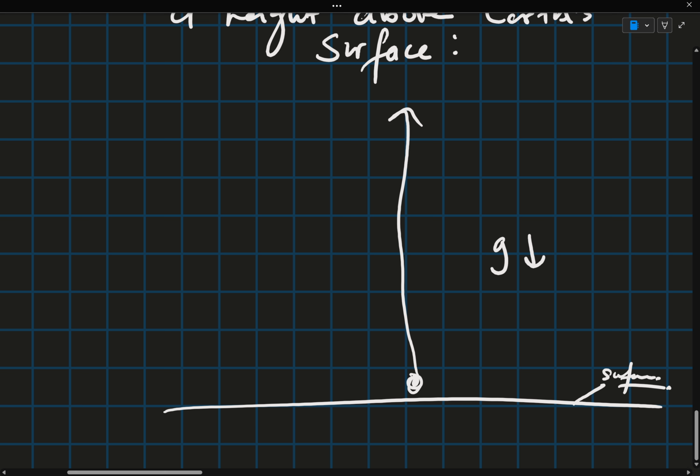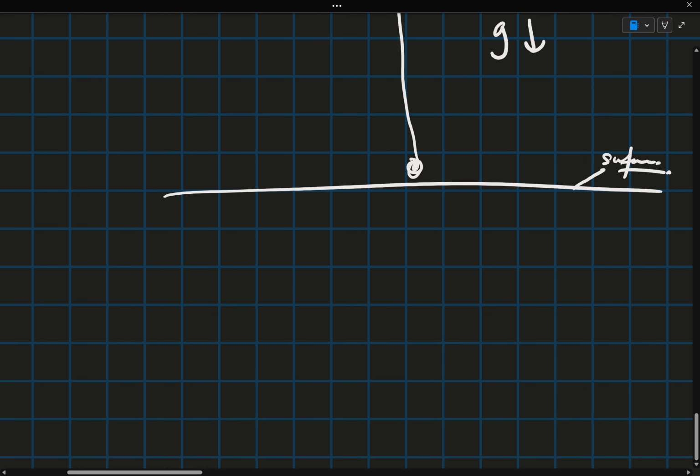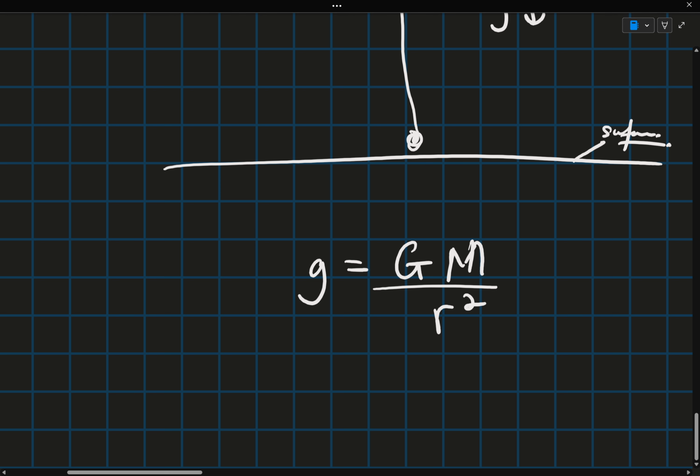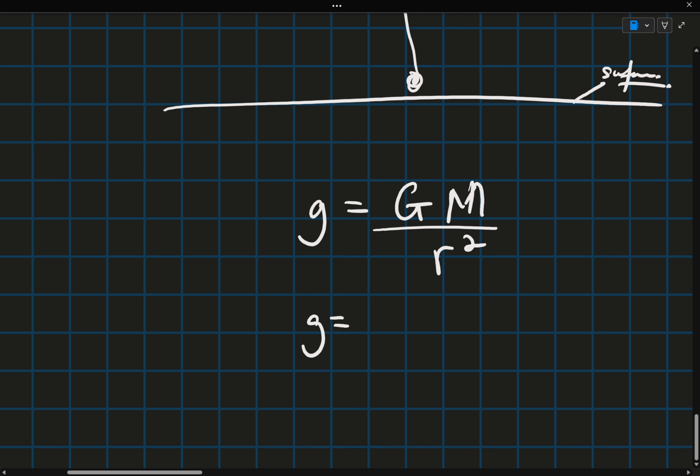So the gravitational field strength at a distance r from the center of the Earth is given by this. So we have g is equal to the gravitational constant times the mass of that object, divided by the distance there. So this is where g is the field strength. Well, we know what g is, we just stated what g would be.